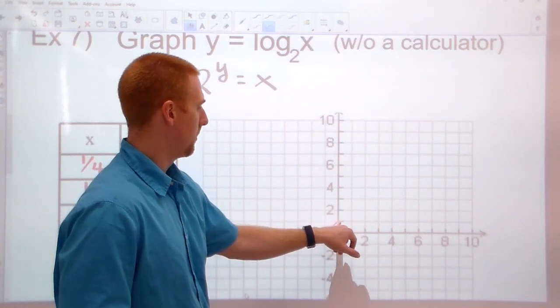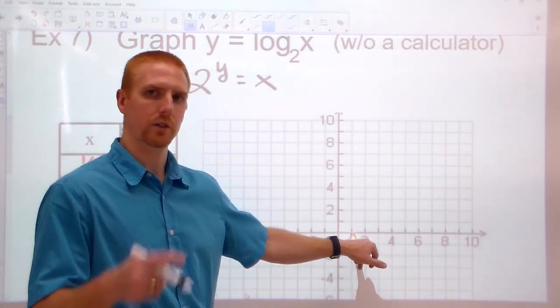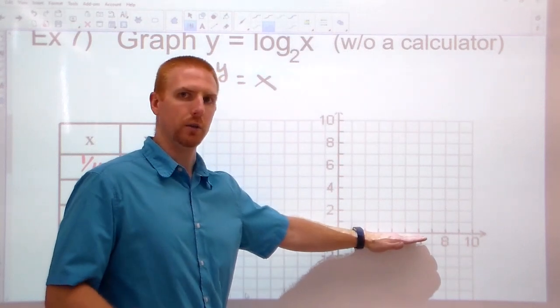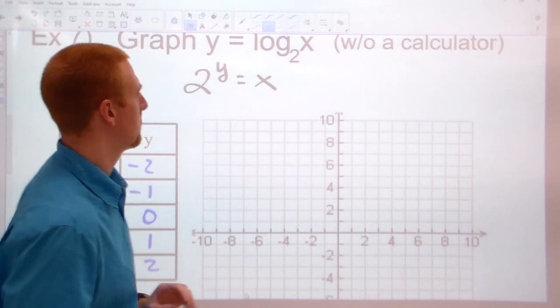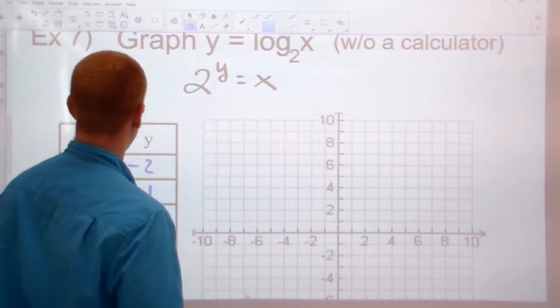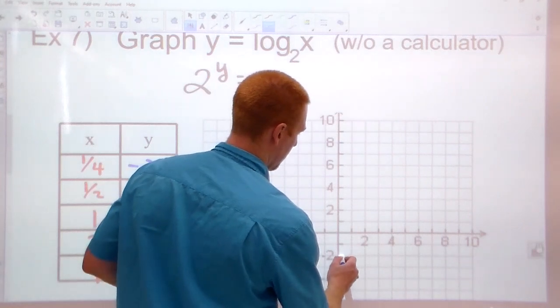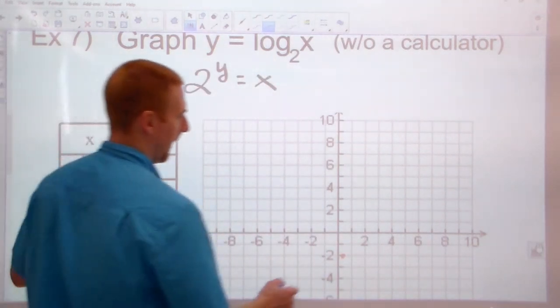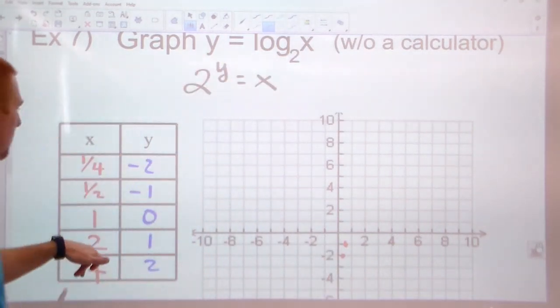If (0, 1) was on the exponential graph, (1, 0) should show up on this logarithm graph. And if y equals 0 was an asymptote on the original, then x equals 0 should be an asymptote on the logarithm graph. So let's make sure that happens. If I put in 1/4 for x, I get negative 2 for y. It's kind of weird, but that works. 1/2 for x, and I get negative 1 for y. I'm just saying these are weird x values to plug in.